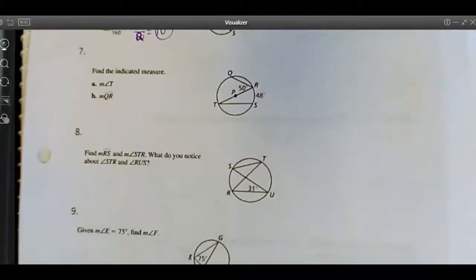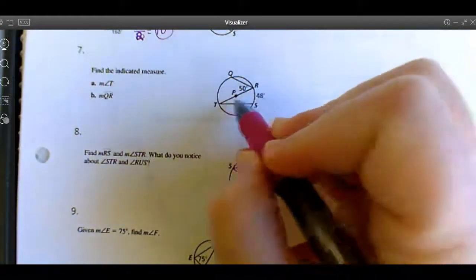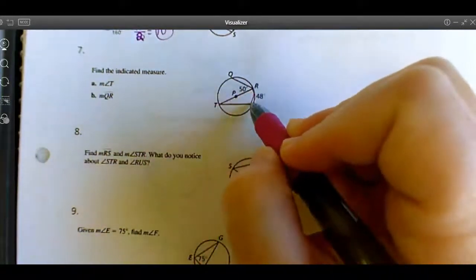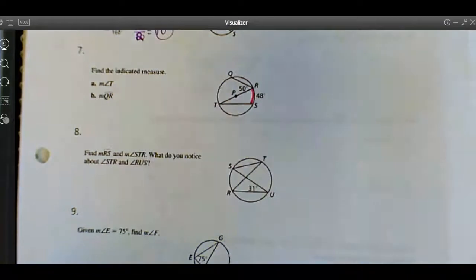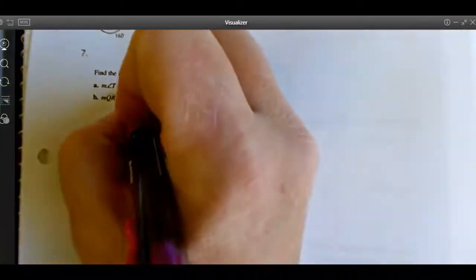Okay, a little bit more with arcs. So number 7, it says to find the angles that we're looking for. And this is a little different because they've got lots of different things going on here, but I just wanted to show you those. So it says to find angle T. Well, here's angle T. I can tell that here's the arc across from it. So that one's pretty easy. I know that I can divide 48 by 2.